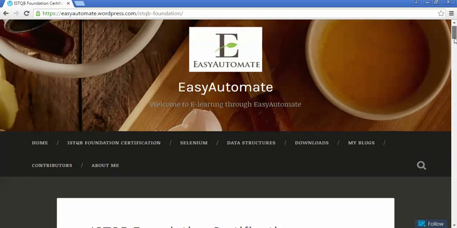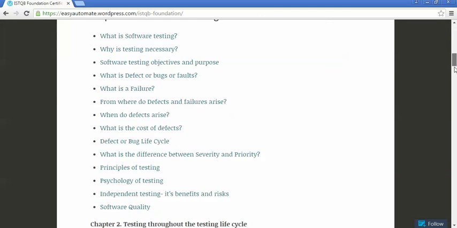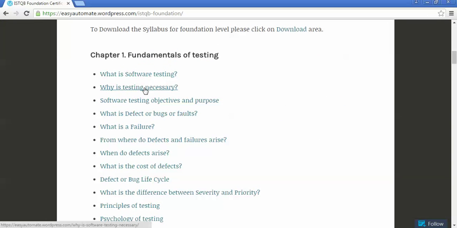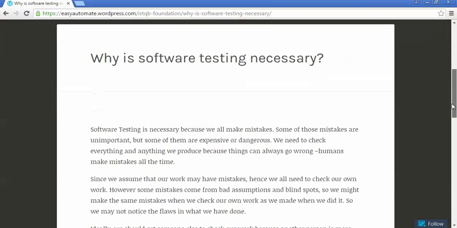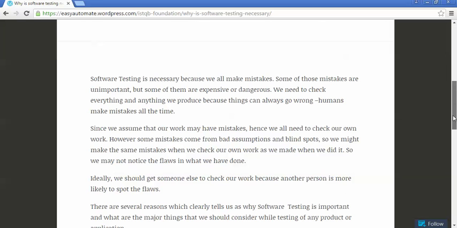So the second topic for software testing is why is testing necessary? Okay, so let's see its other points. Software testing is necessary because we all make mistakes. Some of those mistakes are unimportant, but some of them are expensive or dangerous. We need to check everything and anything we produce because this can always go wrong. Humans make mistakes all the time.